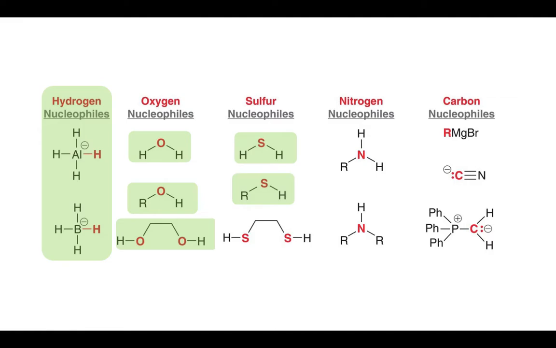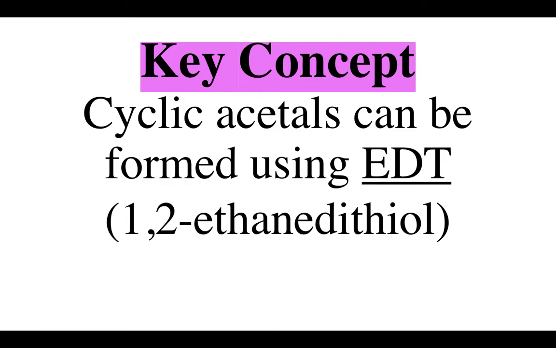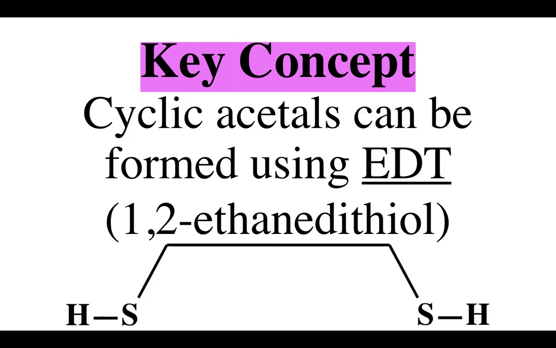The last mechanism that I do want to show you is the mechanism that parallels the nucleophilic attack of ethylene glycol. We're going to use this substrate instead, this sulfur analog of ethylene glycol. This sulfur analog is called EDT, 1,2-ethane dithiol, EDT. EDT can create cyclic acetals just like ethylene glycol can, except it's going to result in a little bit of a different product. And that product is going to have very awesome chemistry that we're going to explore.